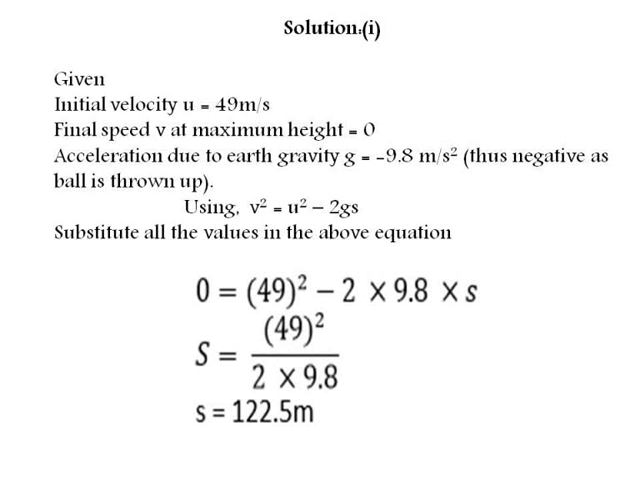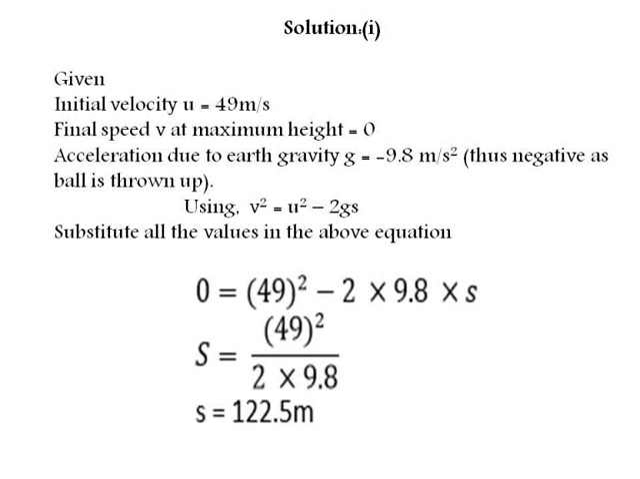According to the question, a ball is thrown vertically upward with a velocity of 49 meter per second. So this will be the initial velocity. At maximum height, the ball stops, so the final velocity will be 0. That means v is equal to 0.